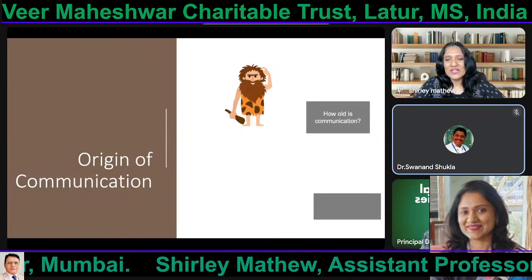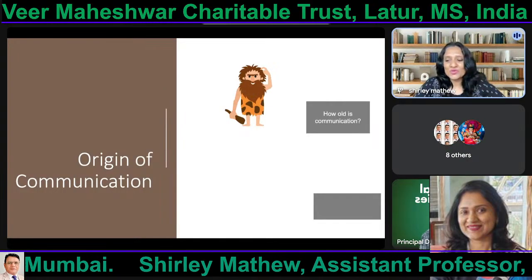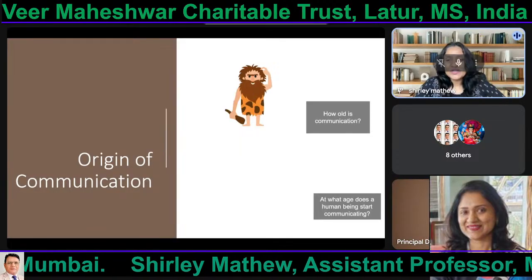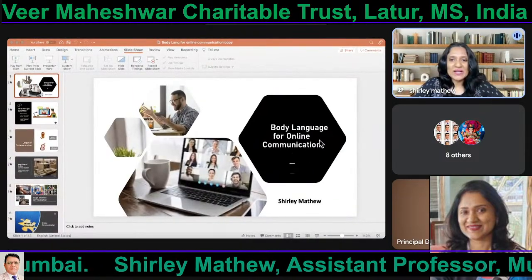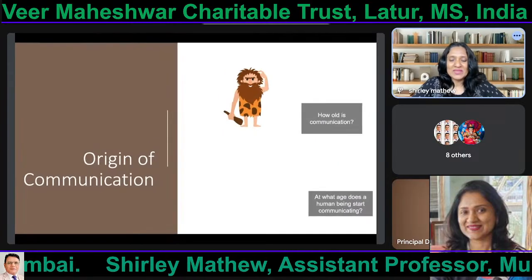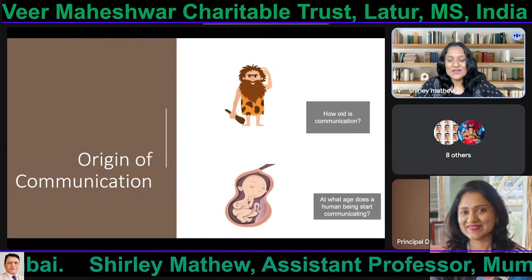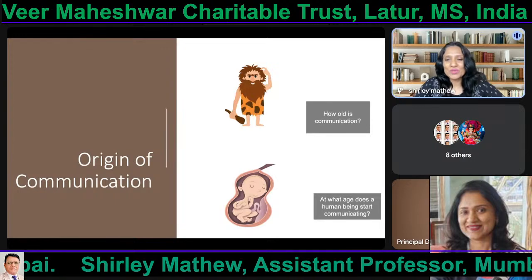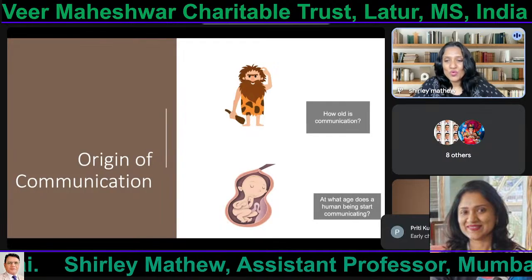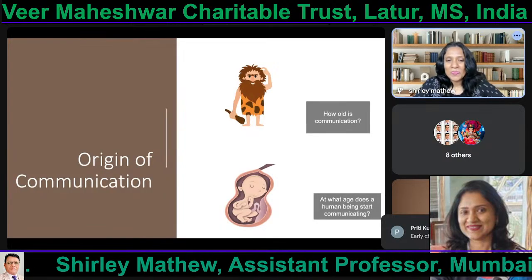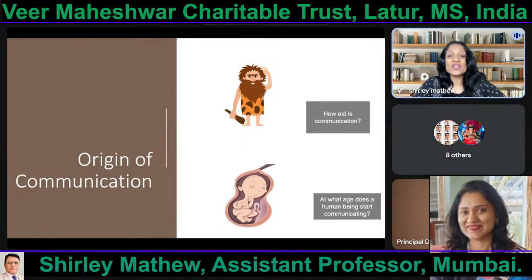So, right from our stone ages, right from the time man existed, man tried to find some way or the other to communicate. Now, the next question is, at what age do you think a human being starts communicating? A child, at what age does he start communicating? From the womb of mother. Oh, excellent. Earlier, the responses used to be after birth. The moment a child is born, the child starts communicating. But now we know that right from the womb of the mother, the child starts communicating. So, communication is as old as man himself, and a child begins to communicate even before birth.